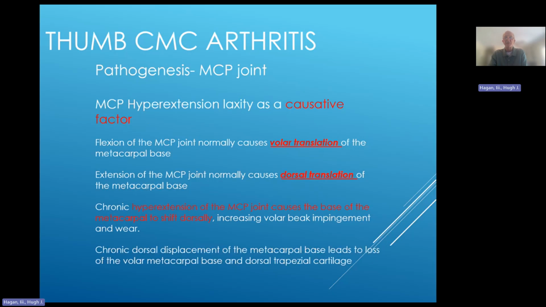And chronic dorsal displacement of the metacarpal base will lead to increased wear of the volar metacarpal base and the dorsal trapezial cartilage, and you'll end up with osteoarthritis. So correcting MCP hyperextension can decrease dorsal metacarpal base subluxation.